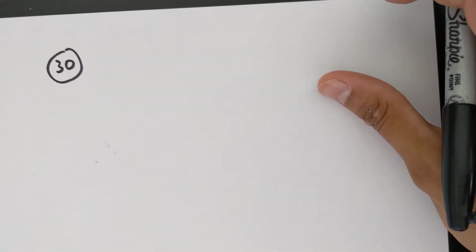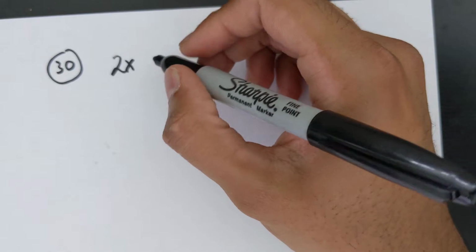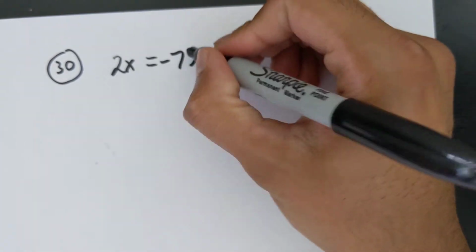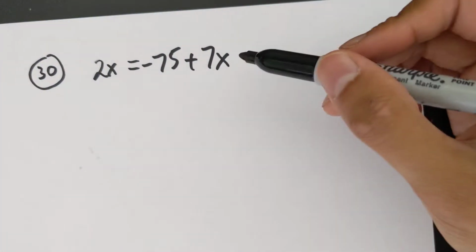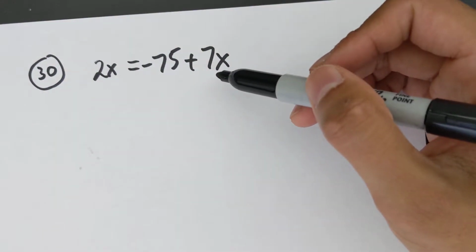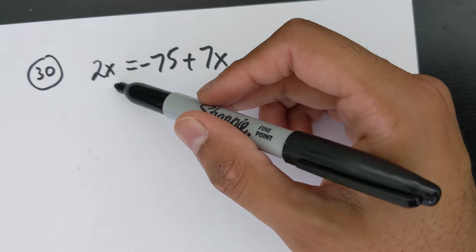So for question 30 and pretty much all the questions after in this chapter, we are now solving equations. So we are typically finding the values of x. So in this first question, I have 2x equals negative 75 plus 7x. When I have an equation like this, I want to bring all x terms to one side. So I want to move the 7x to this side.